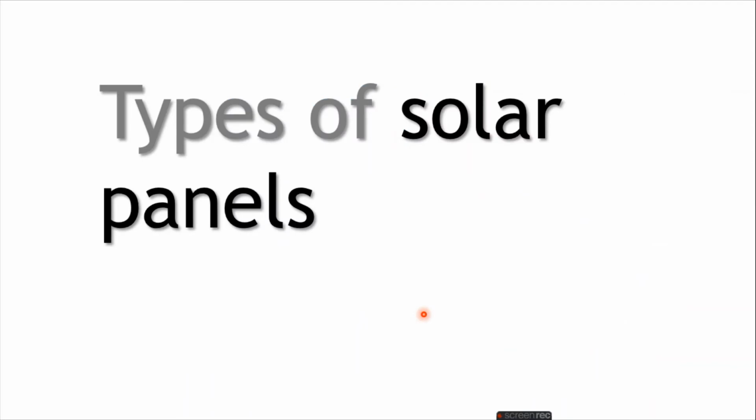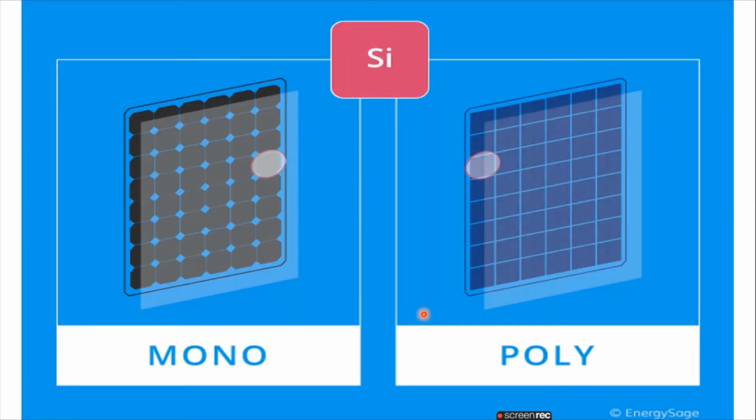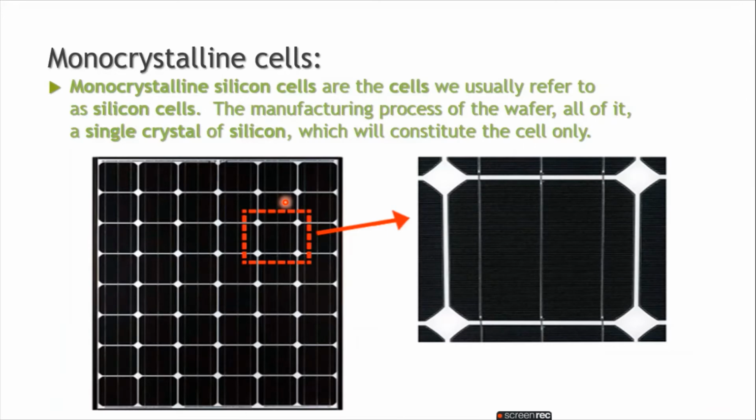Now let's have a brief discussion about the types of the solar panels. There are basically two types of panels that are made of silicon. One is monocrystalline silicon cell panels and the other one is polycrystalline silicon cell panels. Coming to the monocrystalline silicon cell panels, these are made up of the monocrystalline silicon cells, in which only one silicon crystal is used to make a cell.